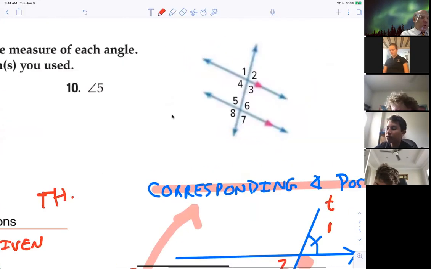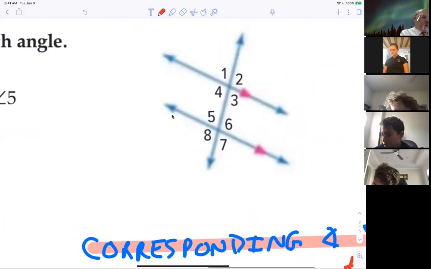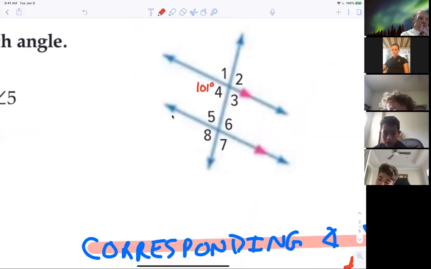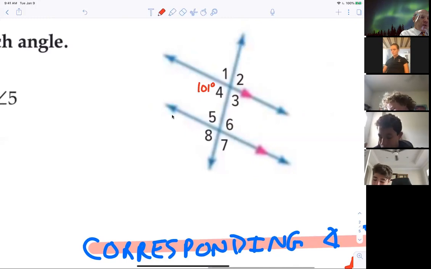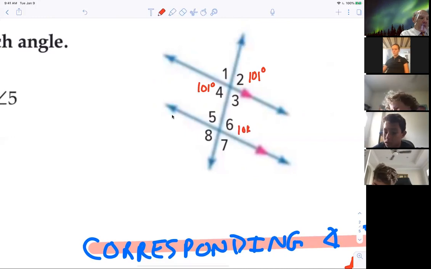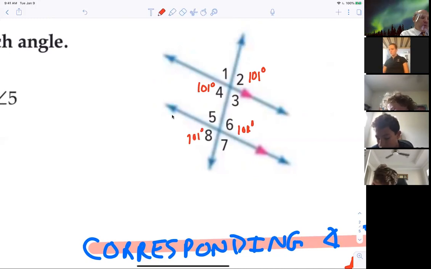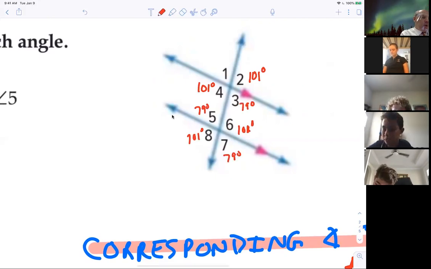All right, so here we go. Angle 4 is 101. So angle 2 is also what? 101. What about 6? 101. And what about 8? 101. What about 5? And 7? 3? And 1.